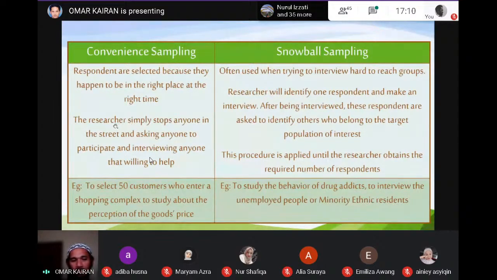Okay. So the researcher simply stops anyone in the street and asking anyone to participate in the interviewing, anyone that willing to help. Okay. For example, you stop on the street, okay, on the mall, okay. So just tengok dia handsome, cantik kan, comel, cute kan contohnya. Okay, so biasanya convenience sampling dia akan biasness itu tinggi lah. Okay, biasness tinggi. Okay, sebab apa? Sebab ikut suka kita lah. Okay, it is okay. Convenience sampling is depends on us.